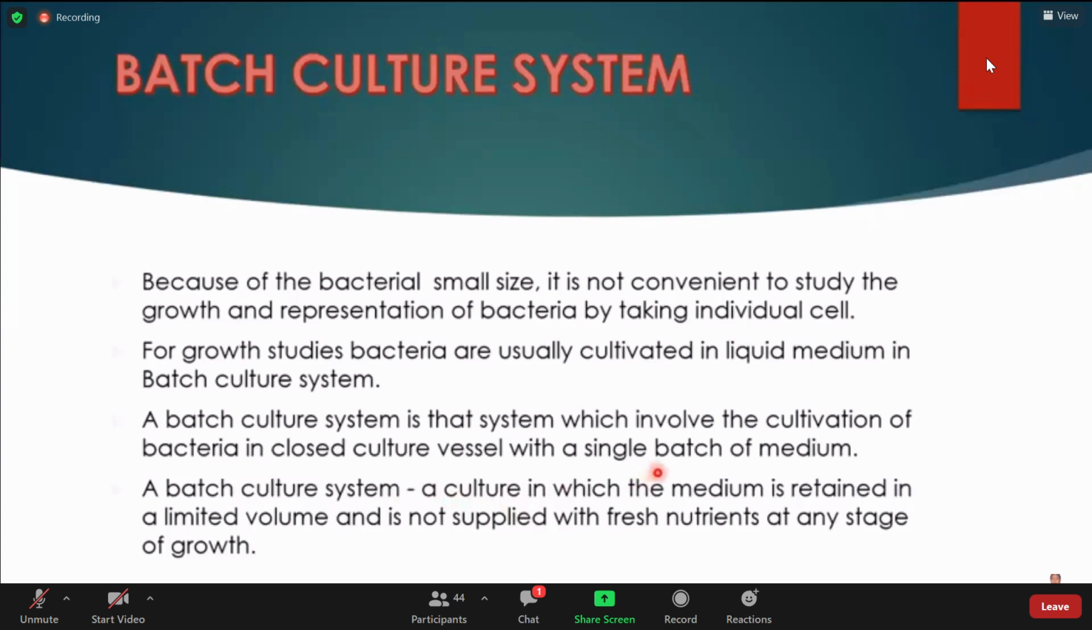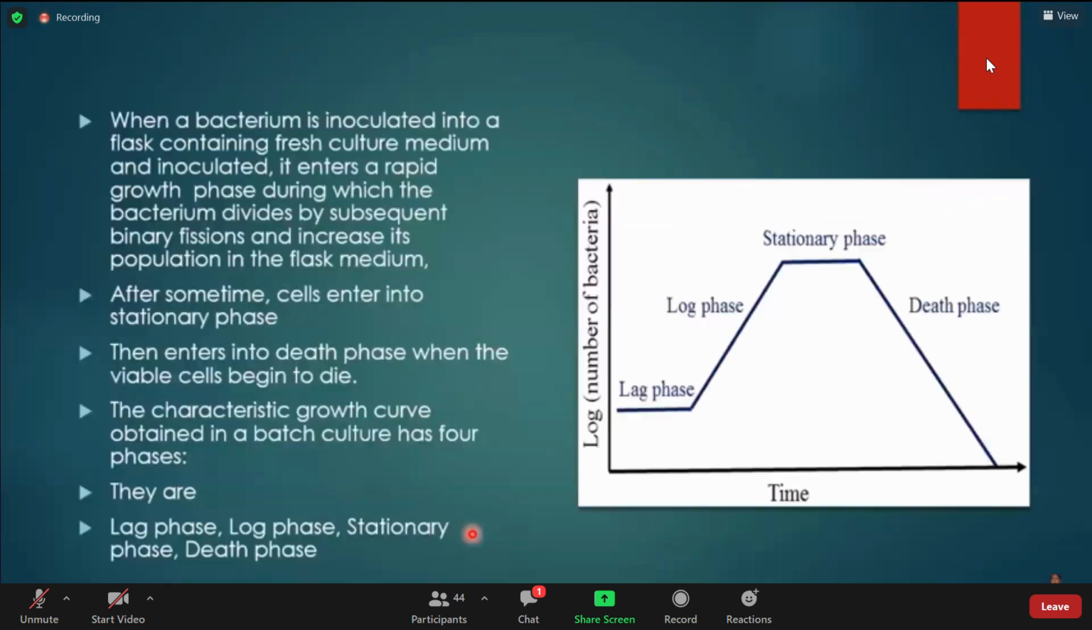Once a medium is inoculated with the bacterial culture and closed, the bacteria take all the nutrients and grow, and there only they die. That means it completes its life cycle in that liquid medium. That's how it becomes a batch culture system. Let's see that in detail now. You may have seen this graph in microbial growth. We call this a growth curve.